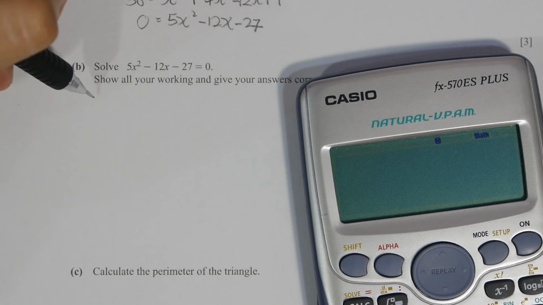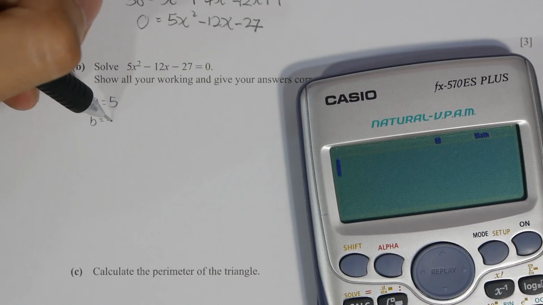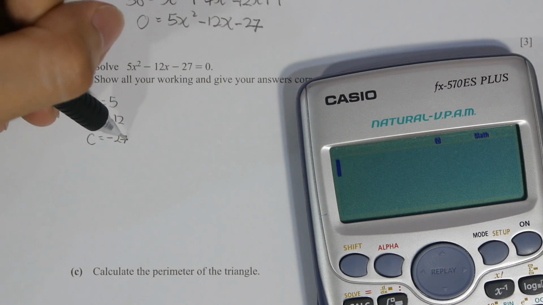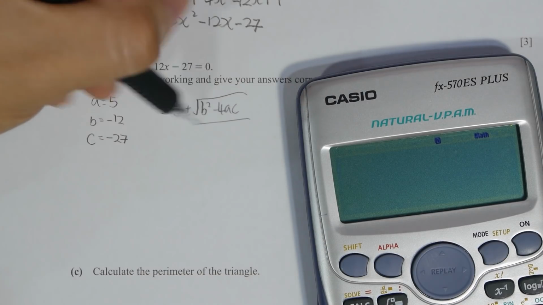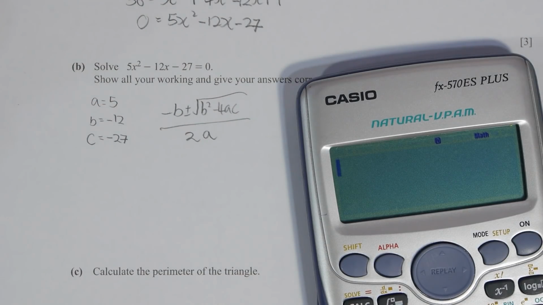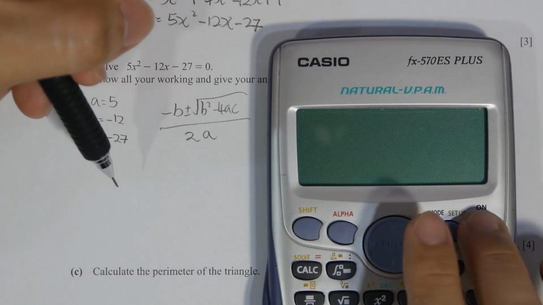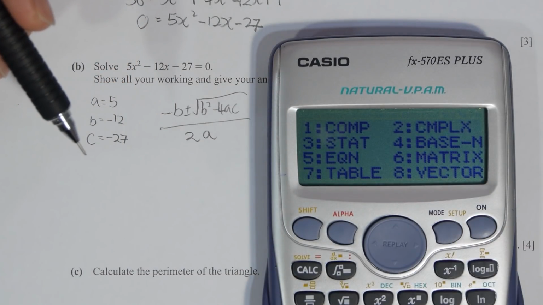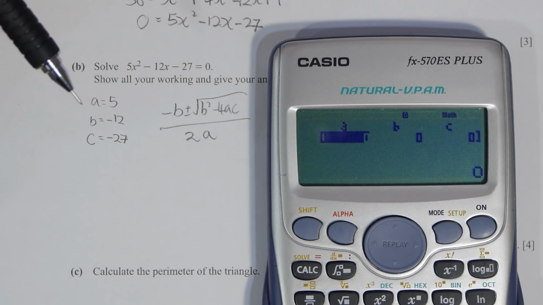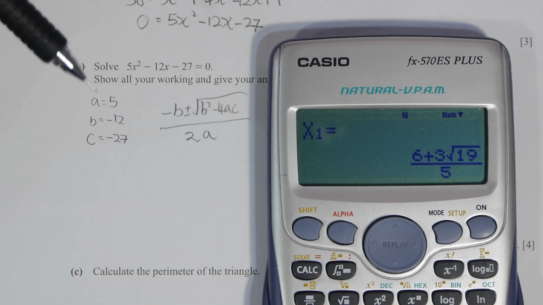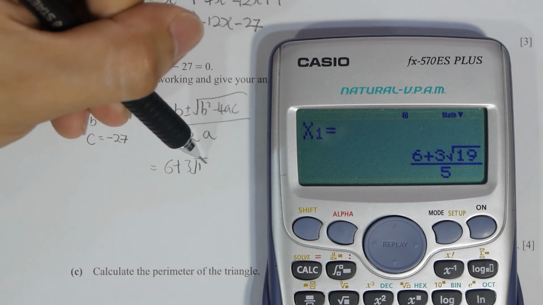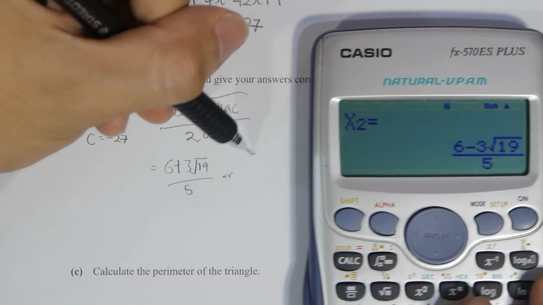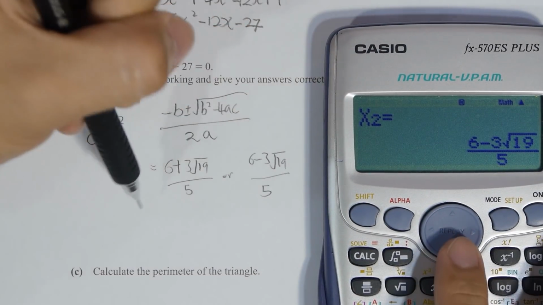For part B, simply substitute a, which is 5, b, which is -12, and c, which is -27, into the formula. Then you get the answers of 3.82 and -1.42. I use my calculator. I press mode, equation, and then I choose the number 3 option if I'm not mistaken. Then you just fill in a, b, c, and you get the answer.